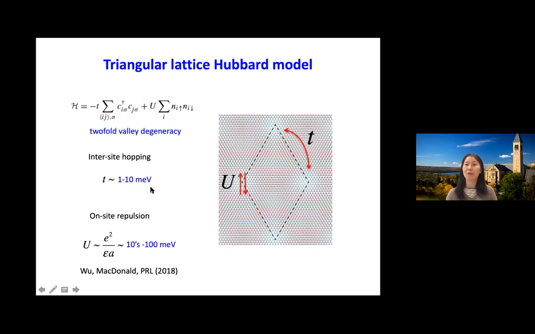So this is a very strong function of twist angle, which determines the period of the Moire superlattice. The on-site Coulomb repulsion energy is relatively big, on the order of 10 to 100 meV. So those energy scales are between the energy scales in real crystalline solids and in cold atoms in optical lattices.